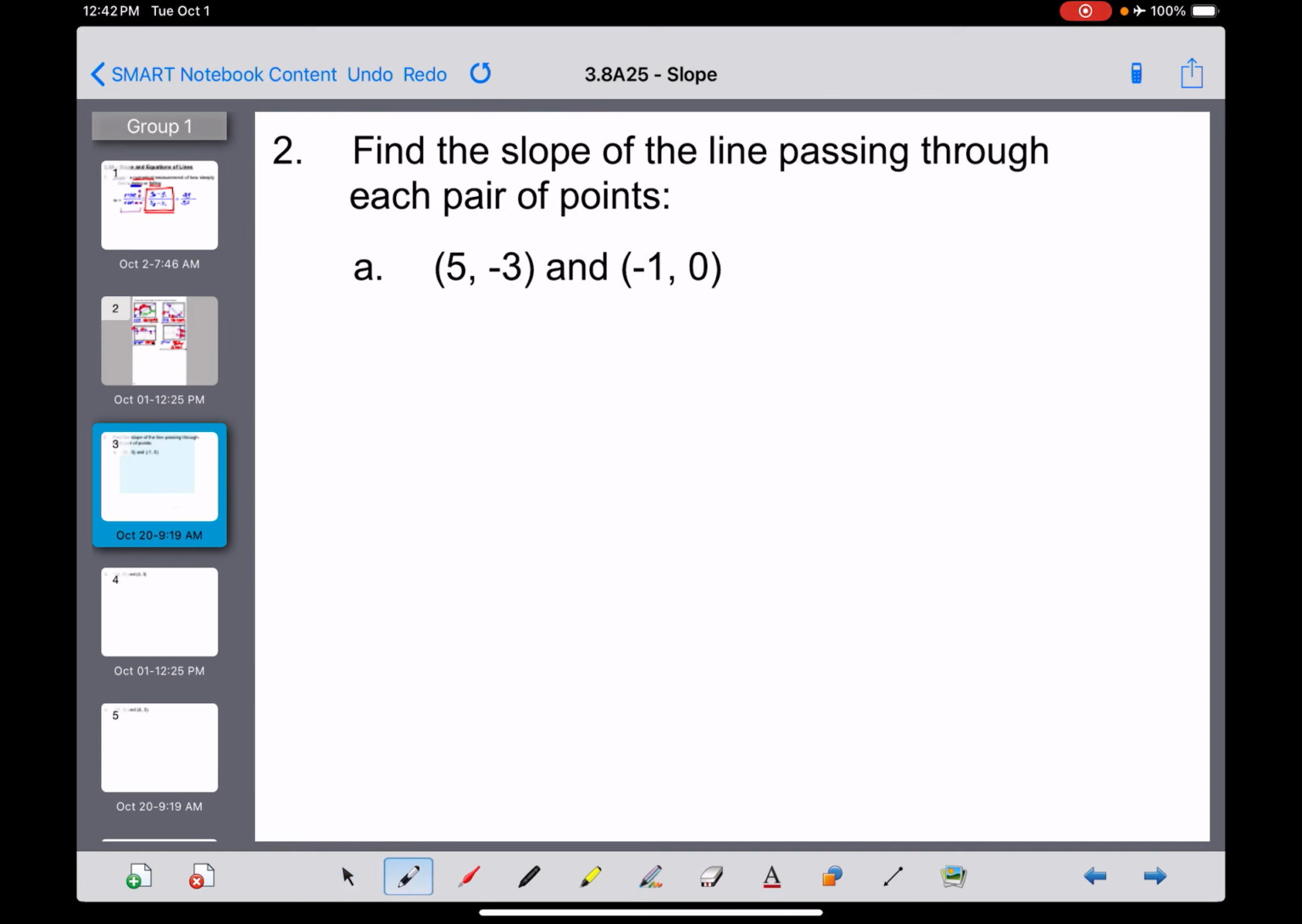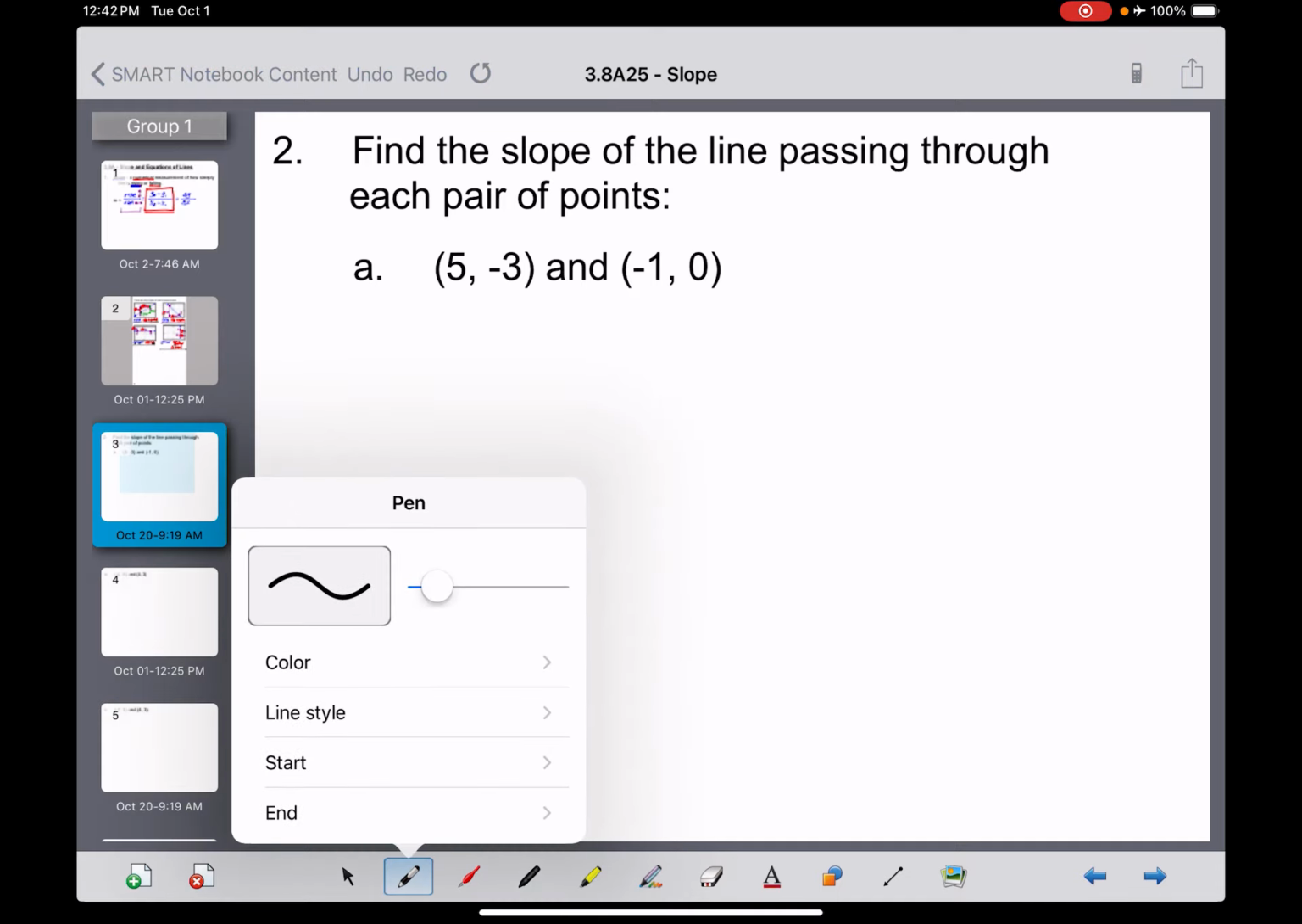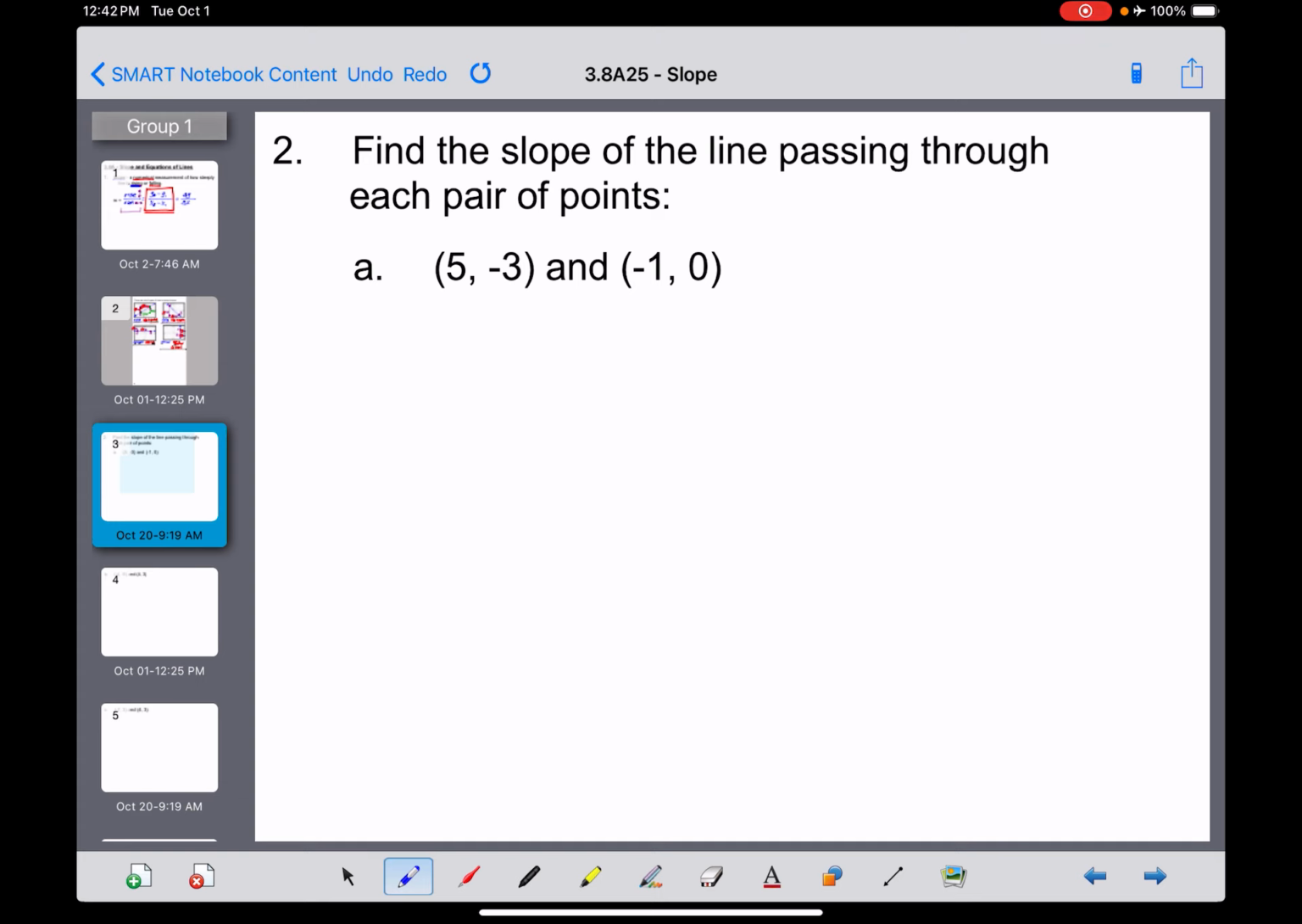We're going to find the slope of the line passing through each pair of points. So here we've been given the points 5, -3 and -1, 0. And we're going to do this one according to big kid math, everybody. We are not going to graph this thing because graphs are time consuming and they take up space on your paper, and they're also sometimes misleading.